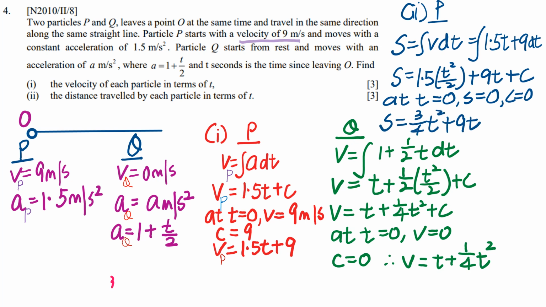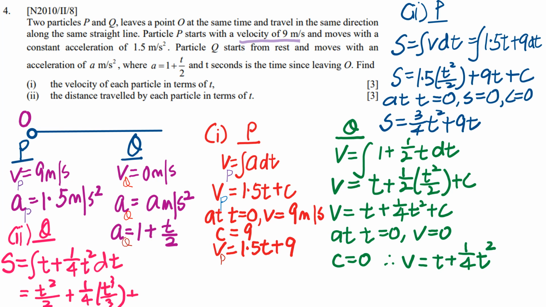Okay, so that's it for particle p. For particle q, we do the same. We integrate t plus 1/4 t squared.